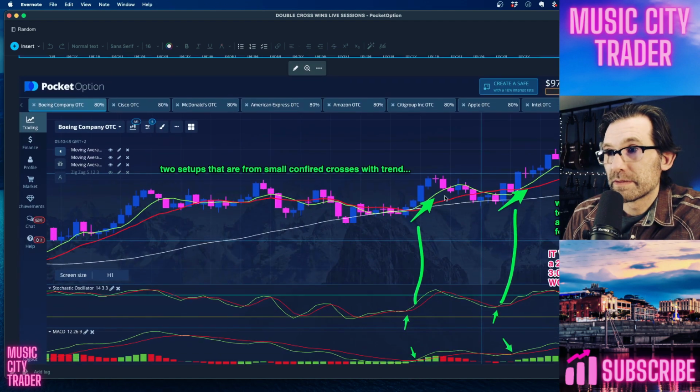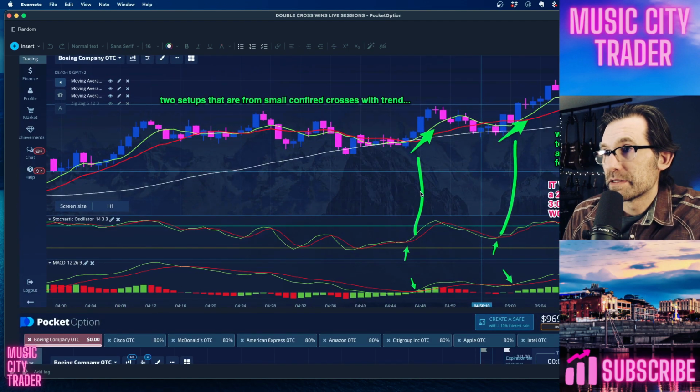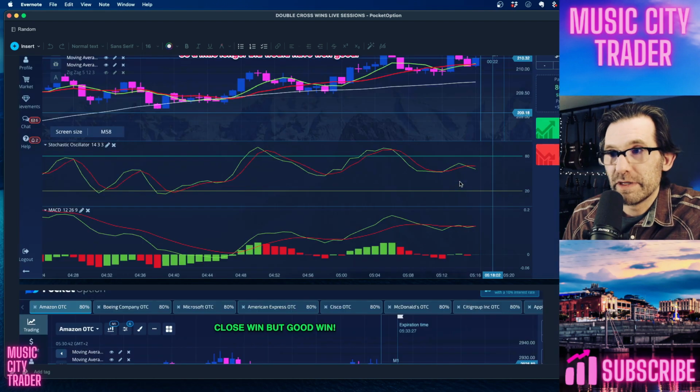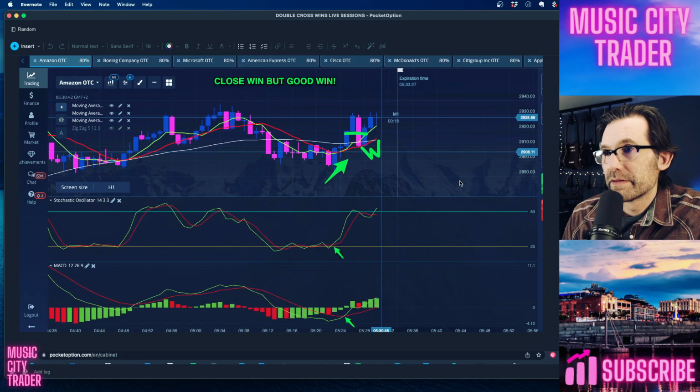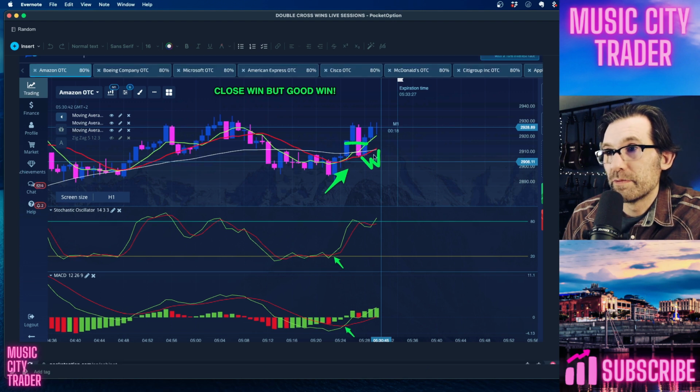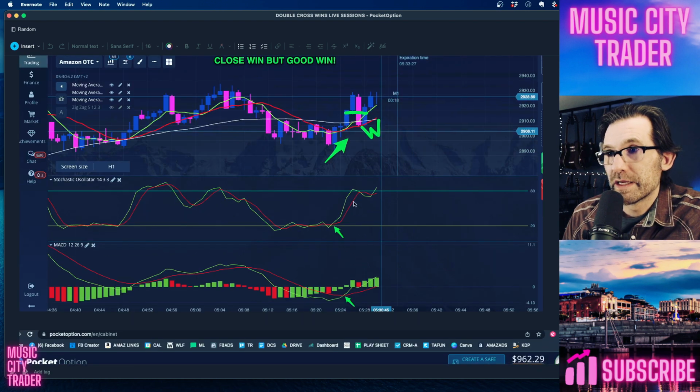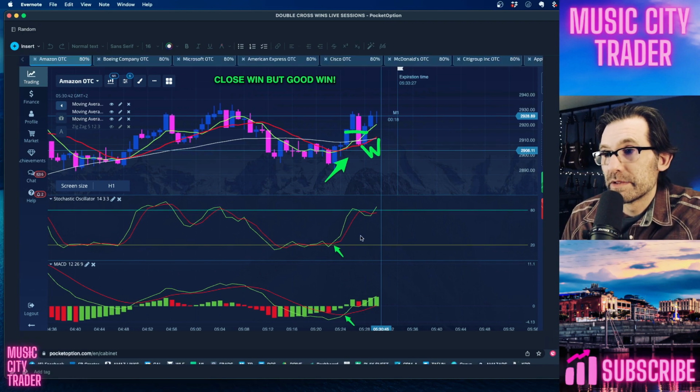Let's see, 2 setups for a small cross. Okay, this is a little bit more advanced. I might save that for another video. Same thing. This was a close win, but good win. So this is, let's see, this is the same thing. It's kind of moving sideways in general, okay? And I'm going to zoom in on this.